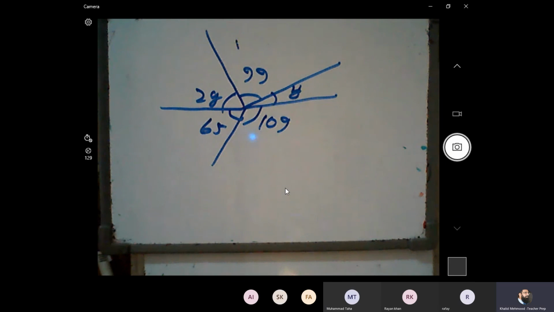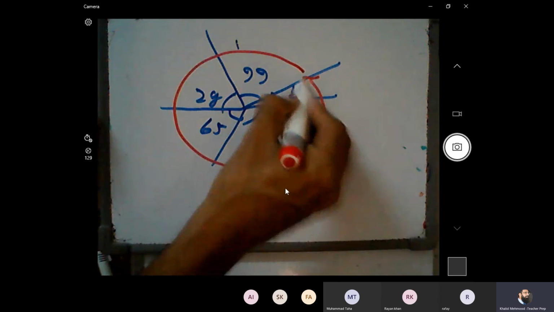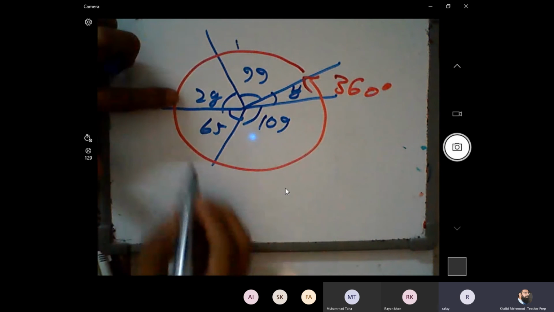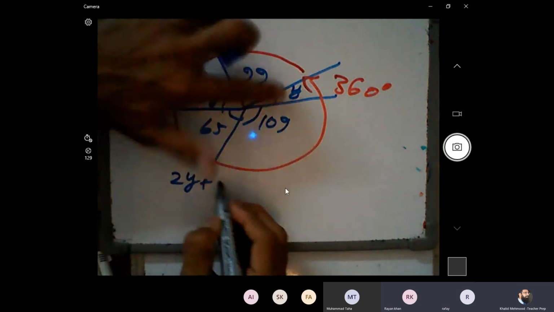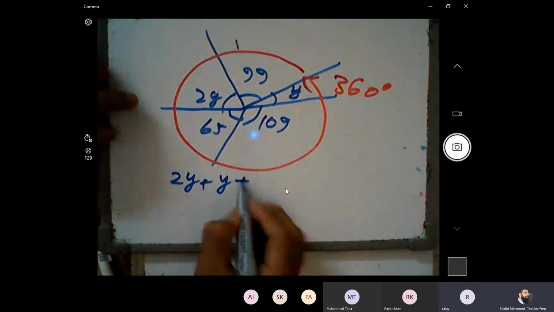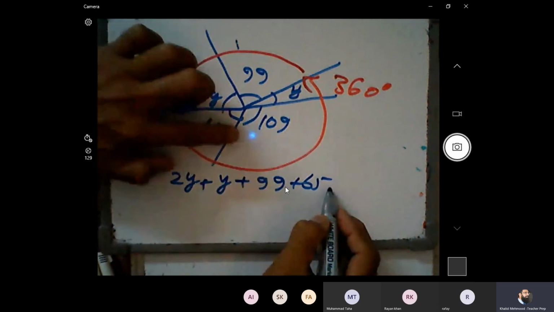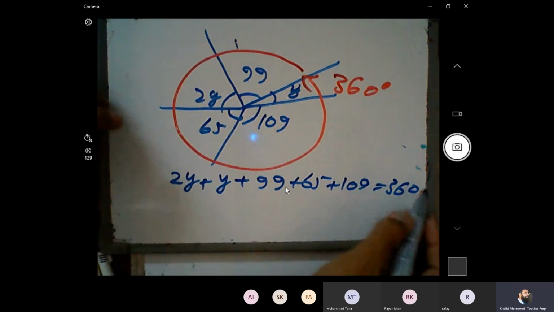Okay. Now come to this shape. This is again a complete 360 degree, so it means we'll be adding them all. We'll say that adding the variable y is equal to 85: 2y plus y plus 99 plus 65 plus 109 is equal to 360.